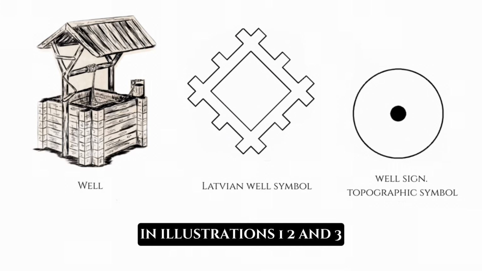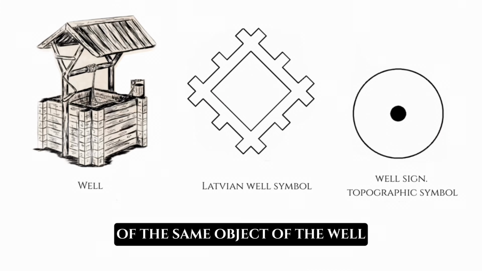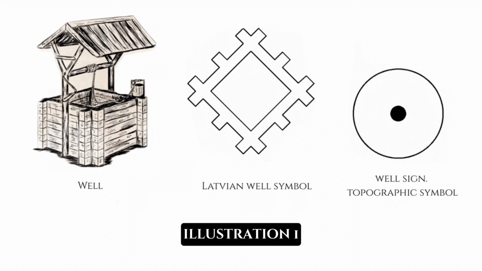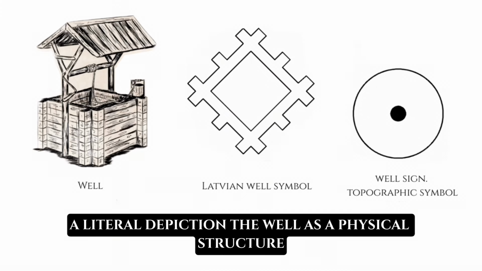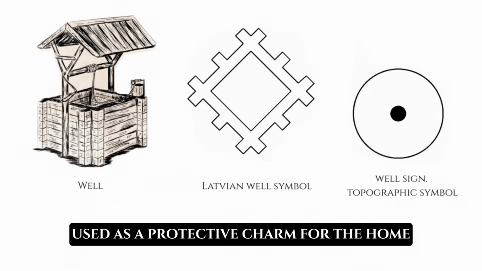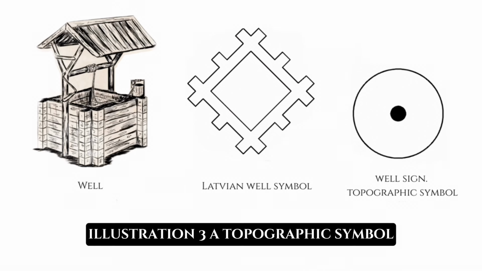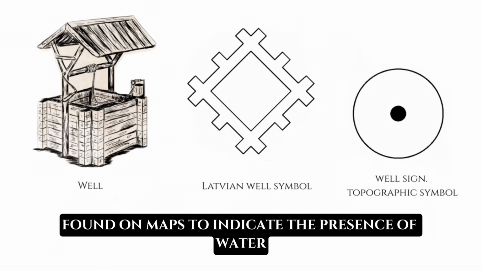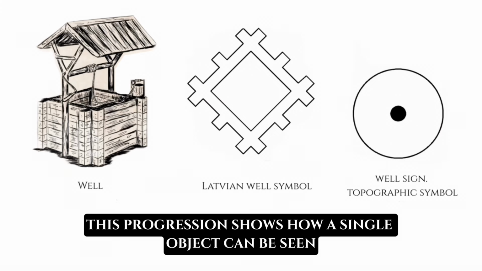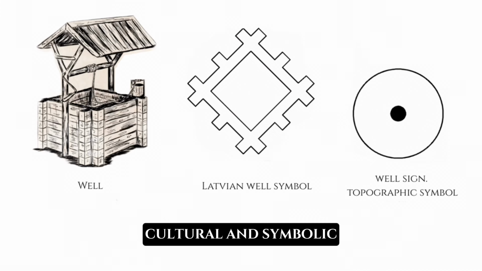In illustrations 1, 2, and 3, we explore three different visual representations of the same object, the well, each with its own unique symbolic reading. Illustration 1: a literal depiction, the well as a physical structure. Illustration 2: a Latvian folk symbol used as a protective charm for the home and a symbol of health and abundance. Illustration 3: a topographic symbol found on maps to indicate the presence of water, essential for travelers. This progression shows how a single object can be seen through different lenses: practical, cultural, and symbolic.